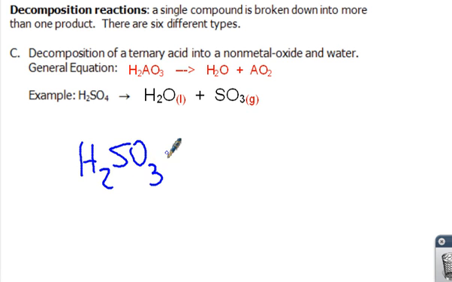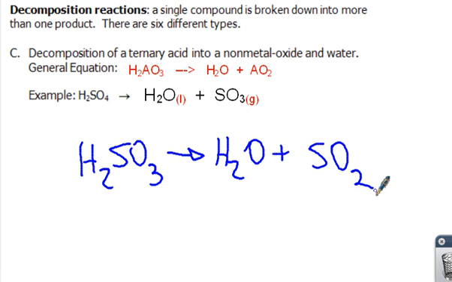H2SO3. Again, we pull the water off, and this time we'd have sulfur dioxide left over. Sulfur dioxide is usually a gas. Water's a liquid unless this happens to be a very hot reaction. It's going to probably be a liquid.